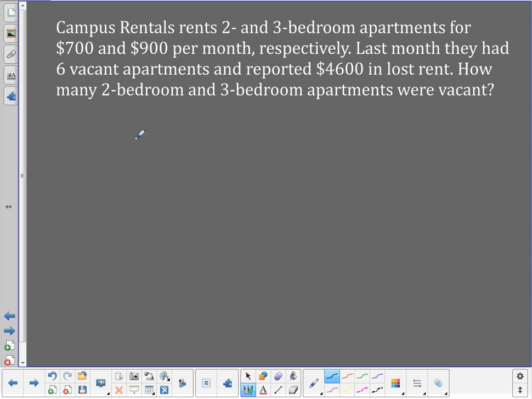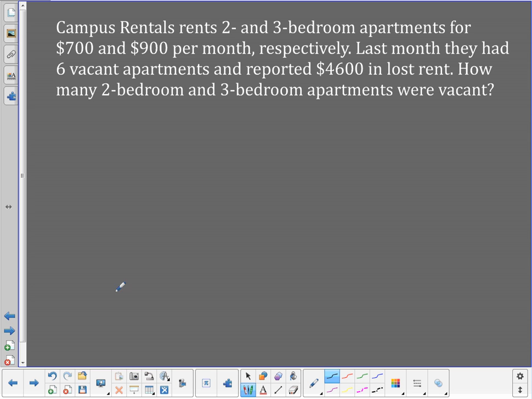It says Campus Rentals rents 2-bedroom and 3-bedroom apartments for $700 and $900 per month, respectively, meaning the 2 bedrooms are $700, the 3 bedrooms are $900. Last month they had 6 vacant apartments and reported $4,600 in lost rent. How many 2-bedroom and 3-bedroom apartments were vacant? So how many of each type of apartment were open is what we're looking for.